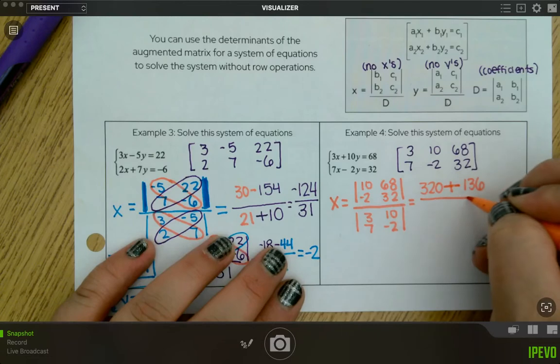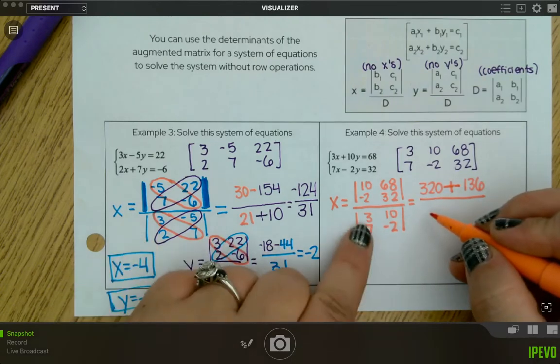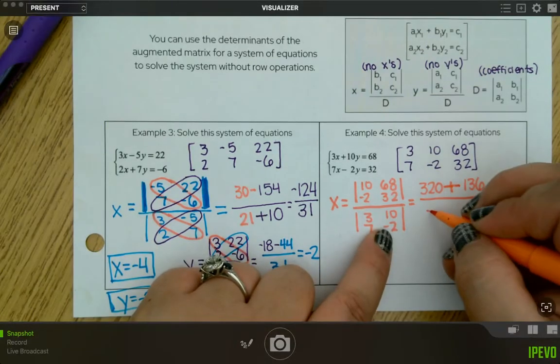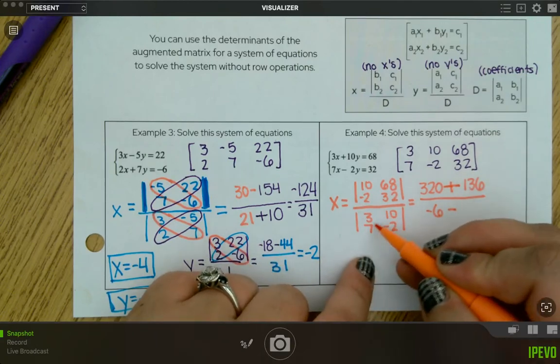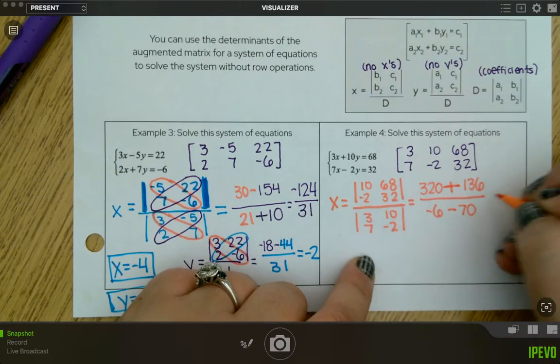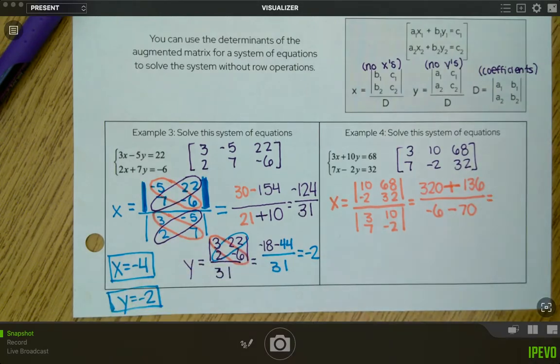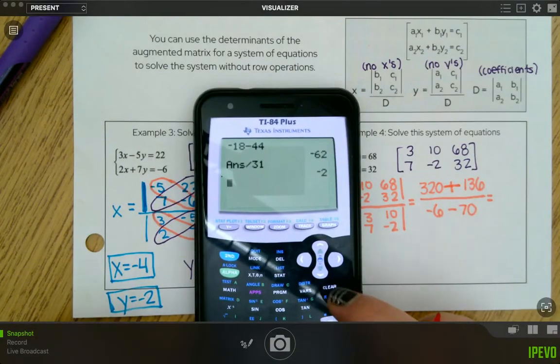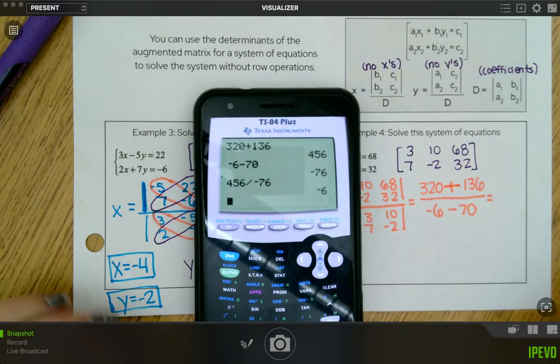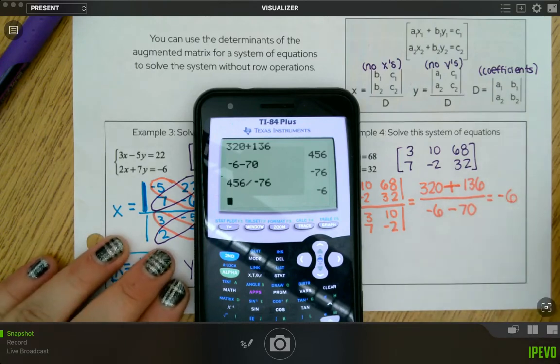over negative 6 minus 70. Okay, and then I'm going to do this addition in my calculator. 320 plus 136 is 456. Negative 6 minus 70 is negative 76. So 456 divided by negative 76 is negative 6. So that's our x value.